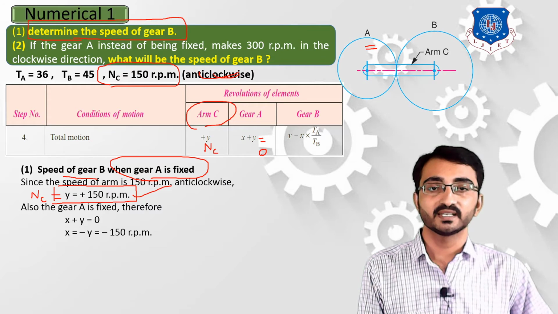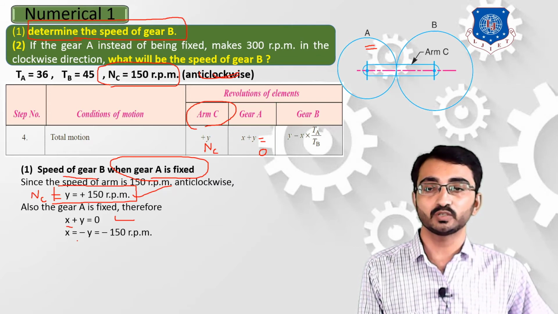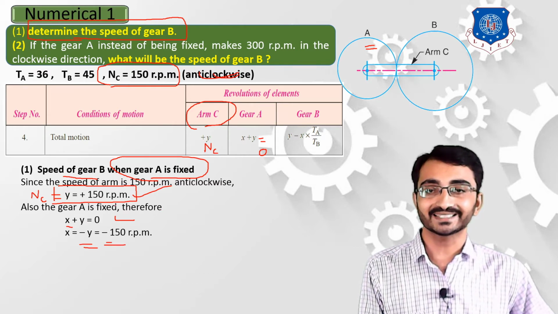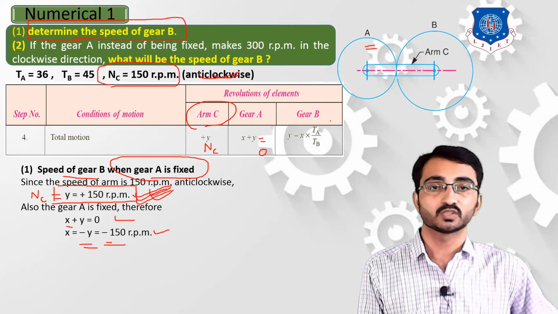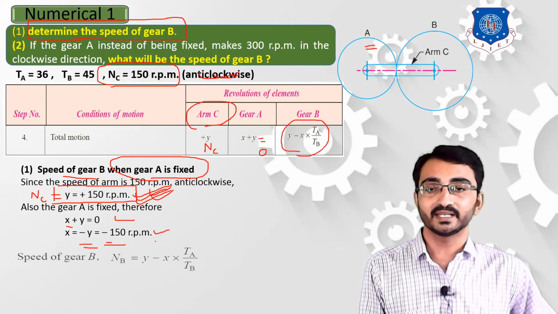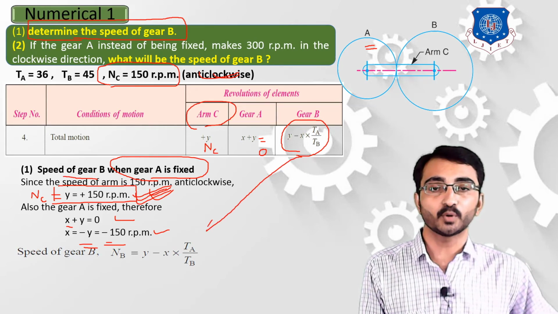So putting x plus y equal to 0 in our final equation, we have y equal to 150. So we can say x is equal to minus y, and that is equal to minus 150. So we have two values, that is the value of x and the value of y. Now using these two values we have to calculate the speed of gear B, that is NB. So we can say that NB is equal to y minus x TA upon TB.